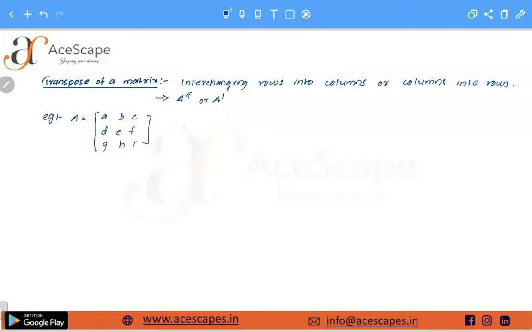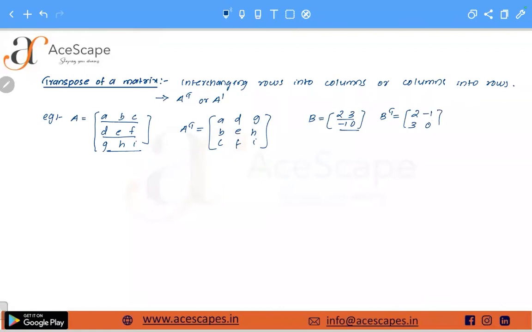This is a matrix. So what is A transpose? In A transpose, we will write the first row as a column. We will write the second row as the second column, and the third row as the third column. This is called the transpose of a matrix. For another example, suppose B is equal to 2, 3, minus 1, 0. What is B transpose? 2, 3, and the next row is minus 1, 0. I hope you understood. Right, everybody understood till this much? Yes, ma'am.